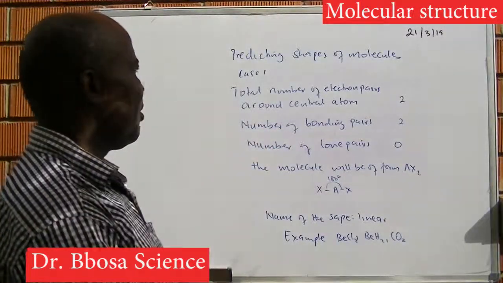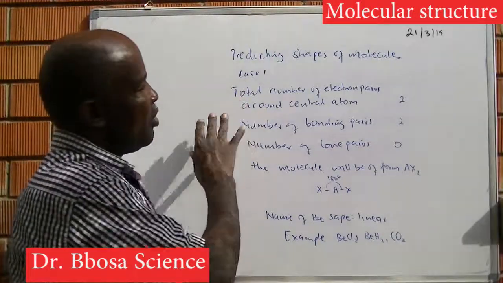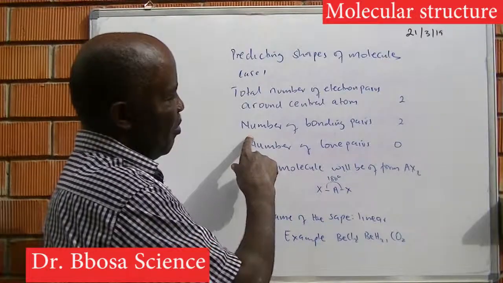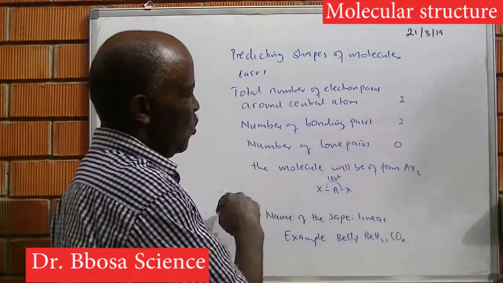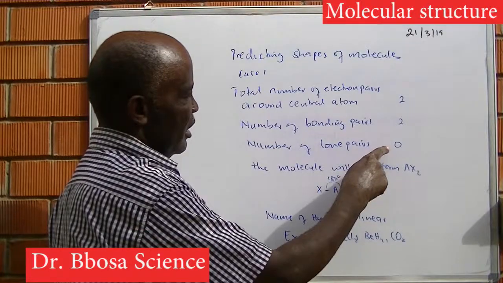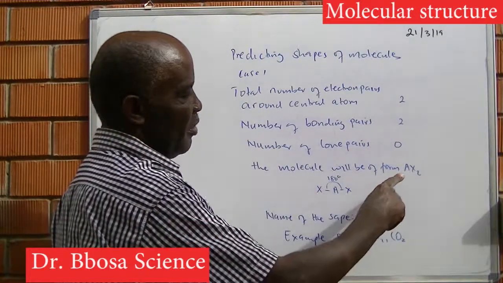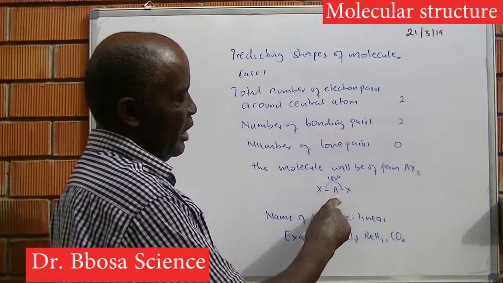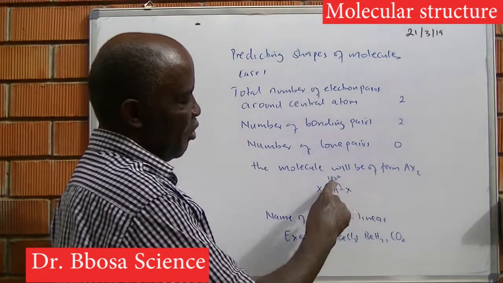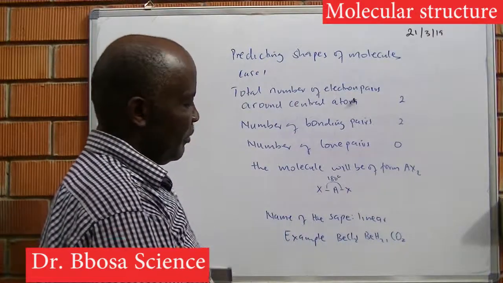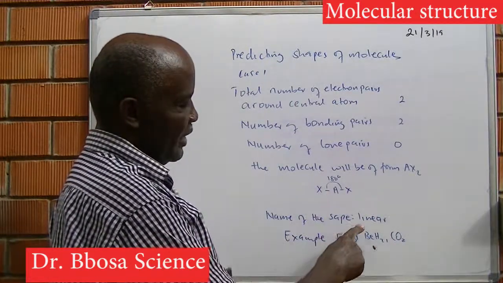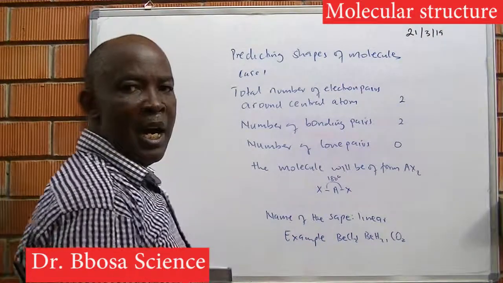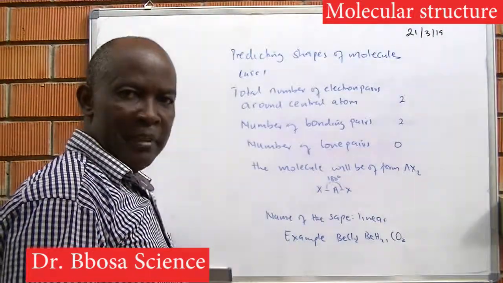Predicting the shapes of molecules. Case 1, total number of electron pairs around the central atom, there are 2. Number of bonding pairs are 2. Number of lone pairs, 0. The molecule will be of the form AX2. When we draw, it is X-A-X. The bond angle is 180 degrees. The name of this shape is linear. An example of a compound with this shape is carbon dioxide.